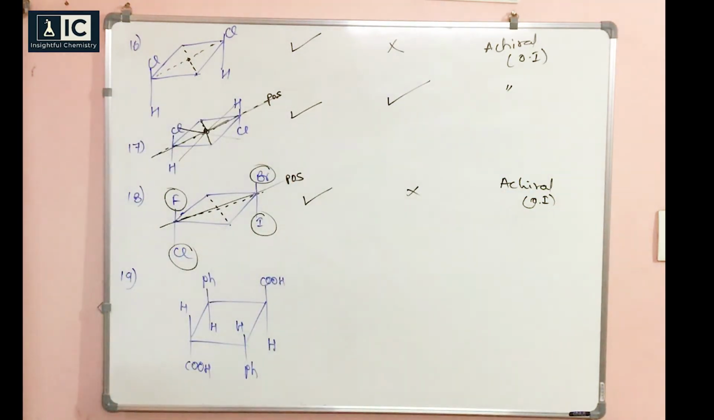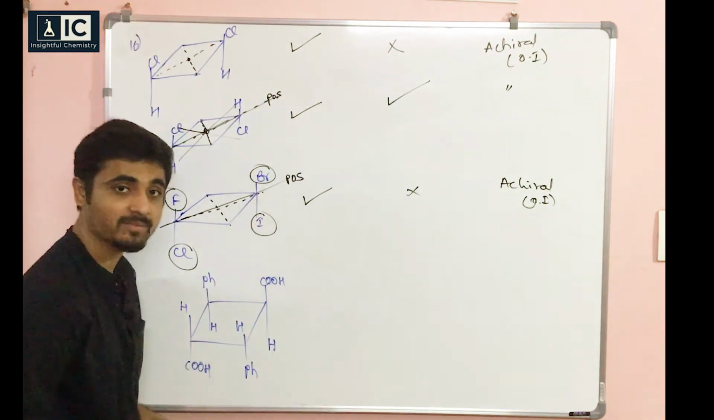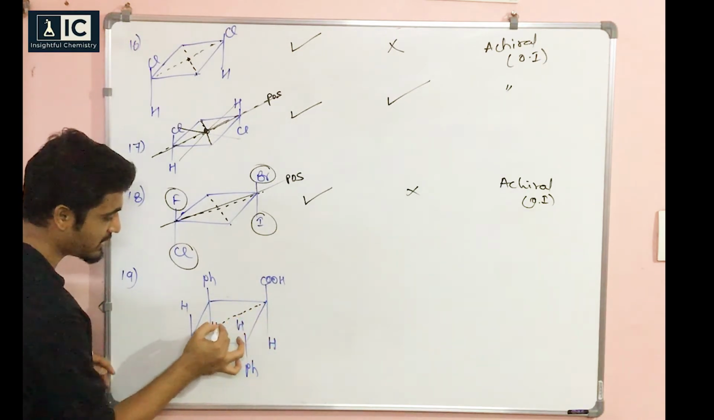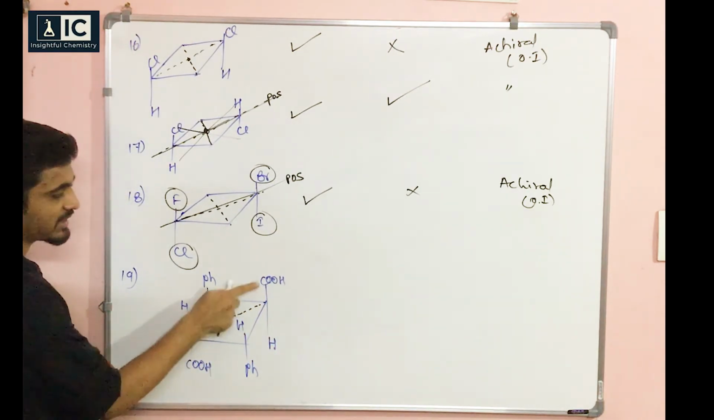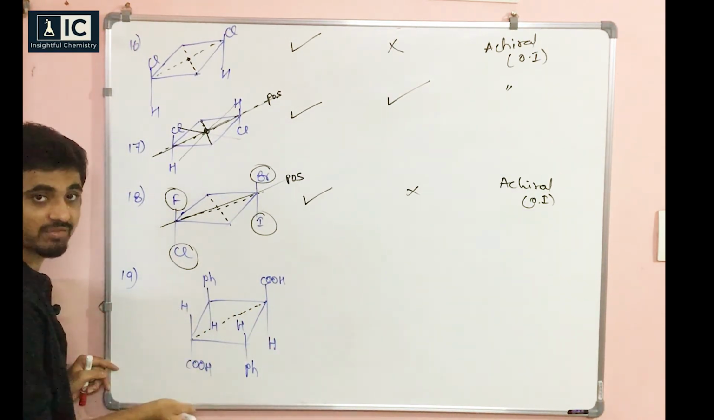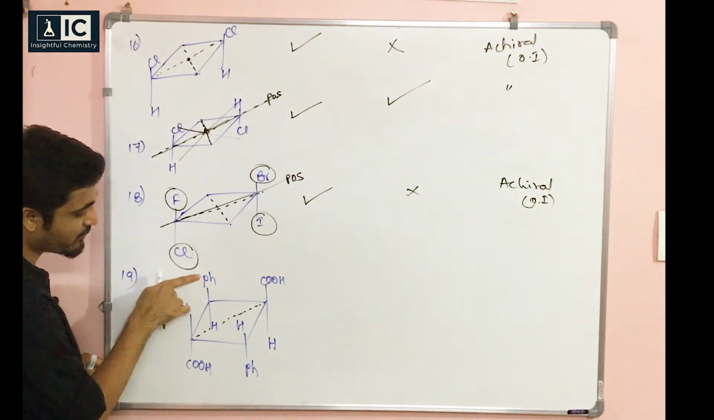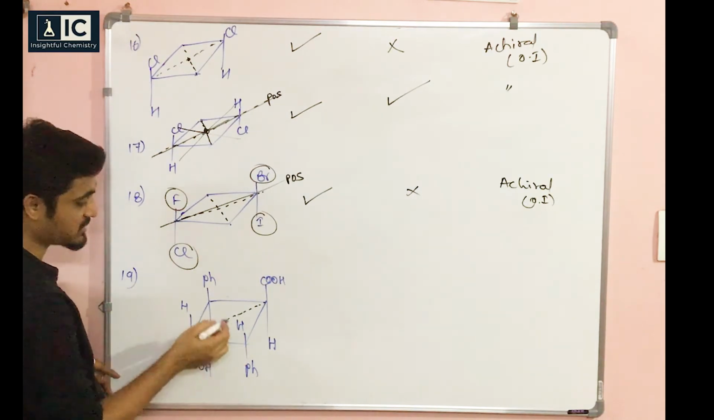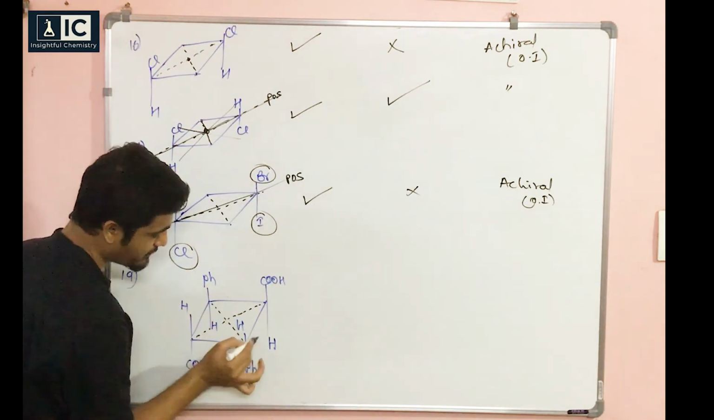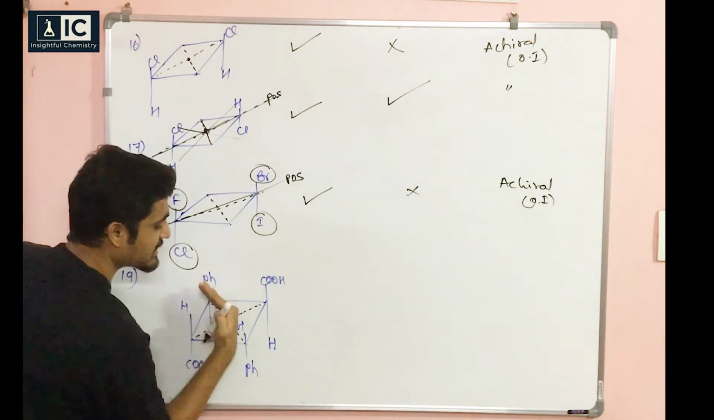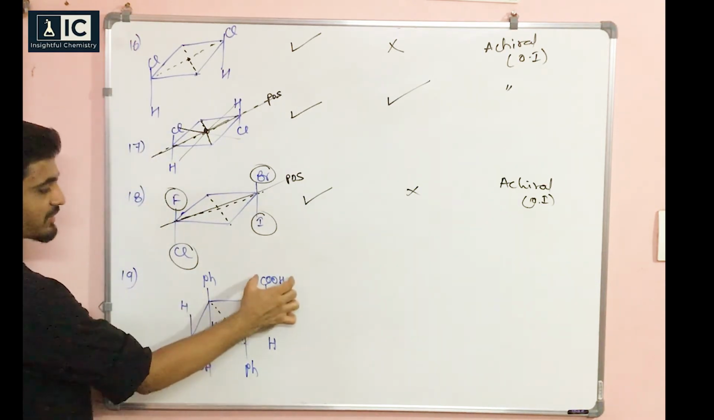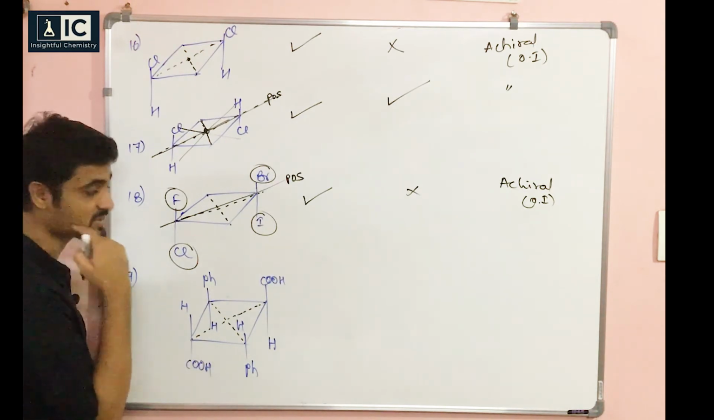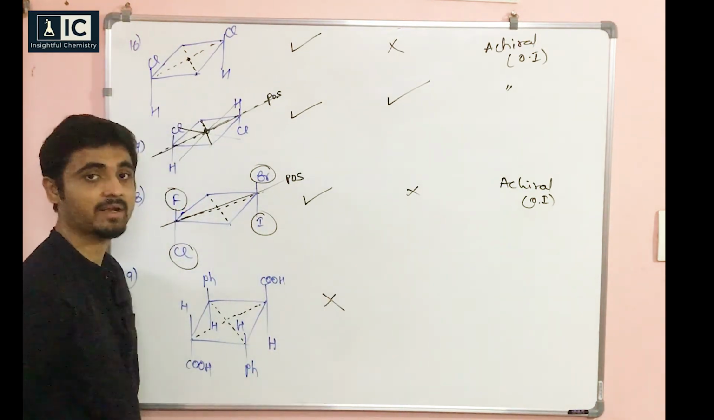How about the 19th one? Do you see any plane of symmetry in this? What do you feel? If I cut it like this, diagonal, right? So it will cut COOH, H and COOH half. That is fine. But then in front of Ph, who will be there? H. So that's not a plane of symmetry. How about this one? If I cut in this fashion, diagonal, then in front of COOH there will be H. So again, not the same. Therefore, no plane of symmetry.